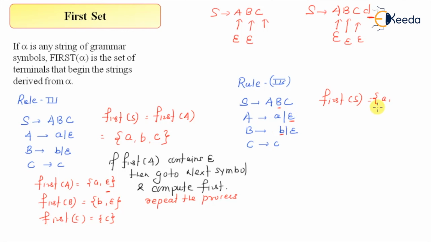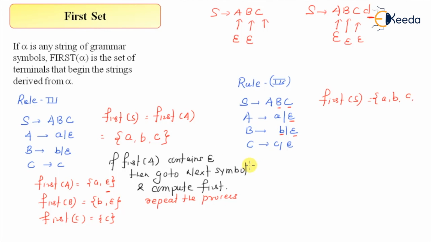So first of capital B. What is first of capital B? Small b, the symbol I am including here, and then epsilon. Then I'll go to C. Sorry, there is a mistake: there is also a small c and epsilon. So here epsilon, then I'll go to the next symbol, that is C. Now first of capital C is small c, so I put a small c over here.